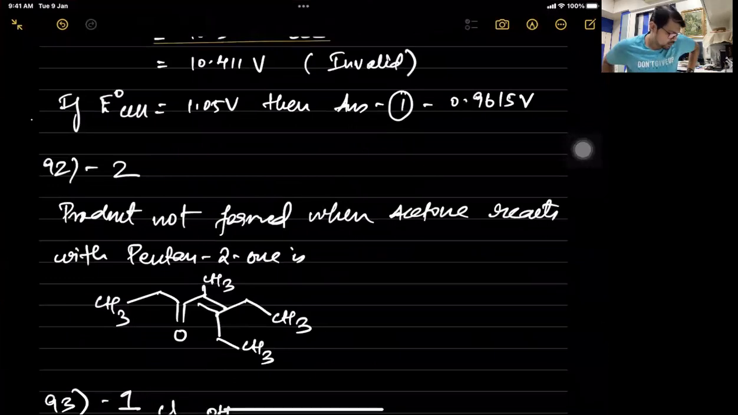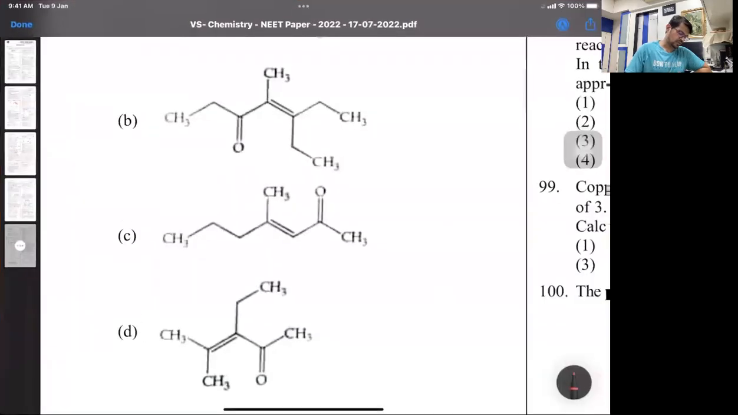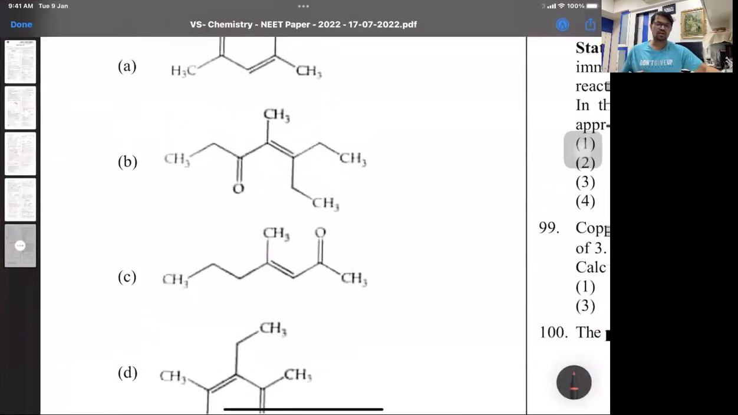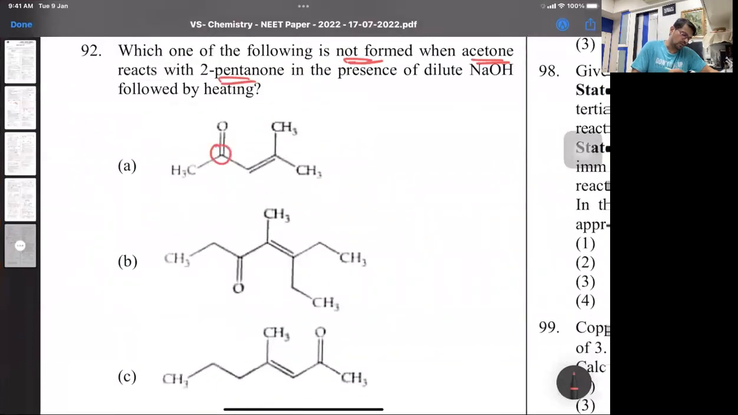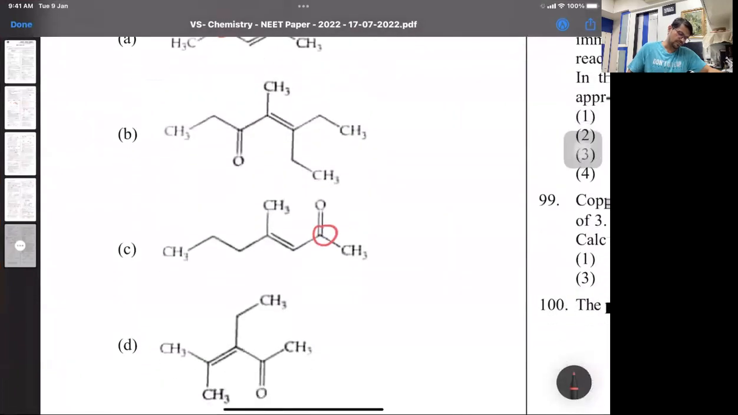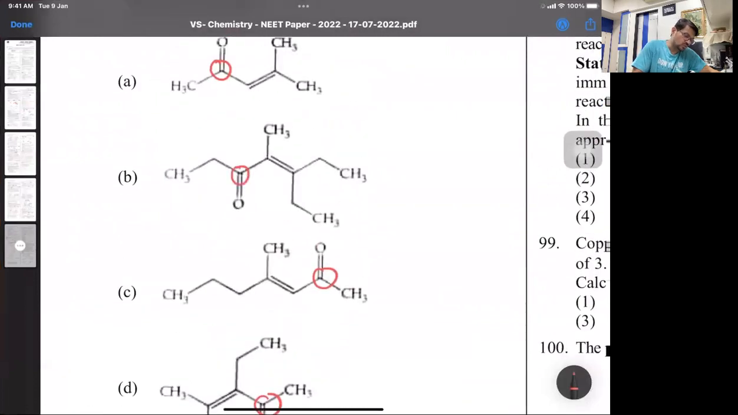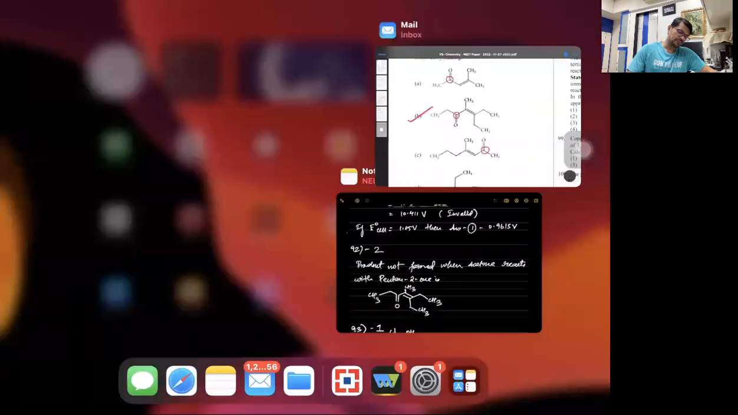92, sorry, it's not the D one. Not formed is the second one, CH3COCH3. Sorry, the B one there. The logic here is that in terms of the ketone part, the carbonyl group should be present on the second position. Here in this case, the carbonyl group is going on the third position, whereas in the rest of them, the carbonyl group comes on the second position. So this is the product which will not be formed. So 92 is B there.